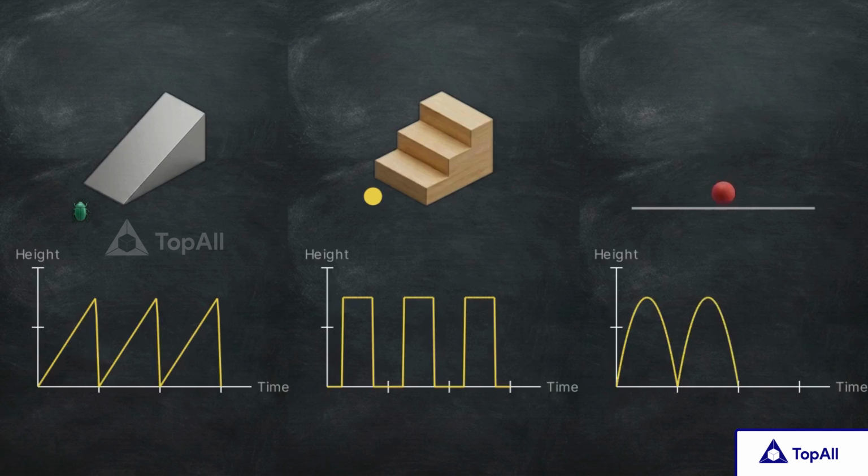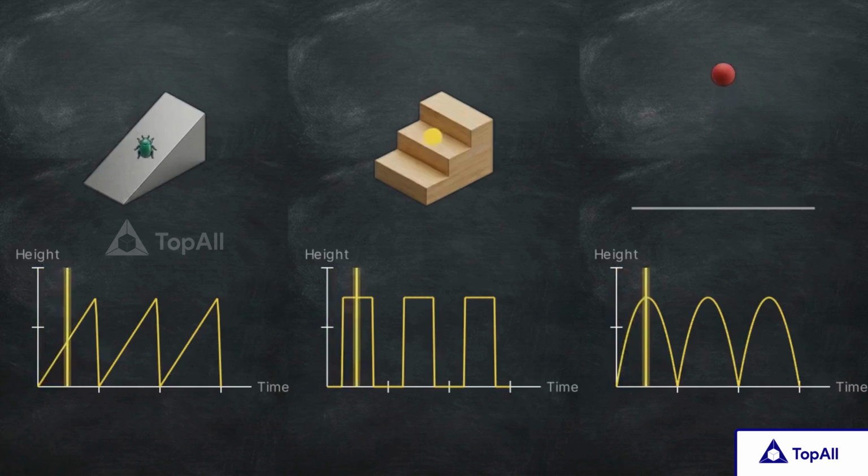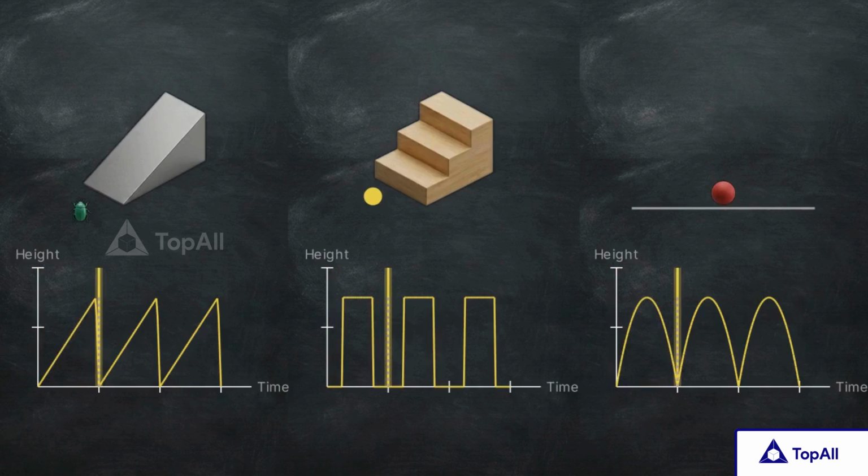Look closely at the horizontal axis on all three charts. Even though the physical paths are different, a sudden drop, a step down, a parabolic bounce, they share a mathematical thread. Each object completes one full cycle in the exact same duration of time. In physics, we call this smallest repeating interval the period, denoted by the letter T.